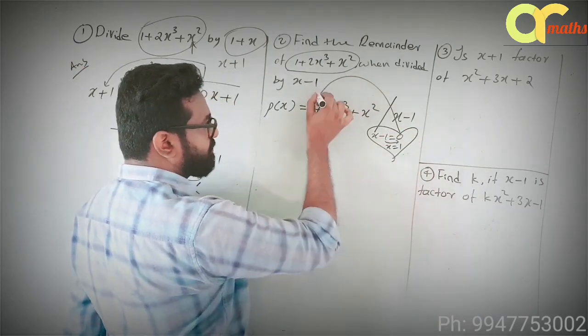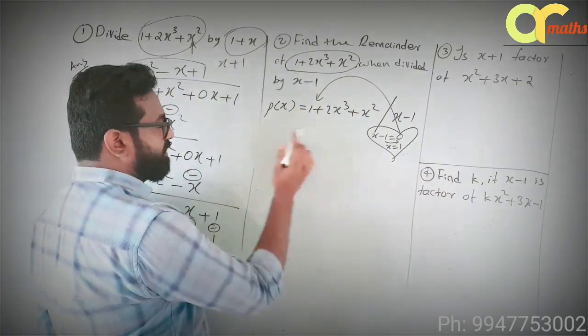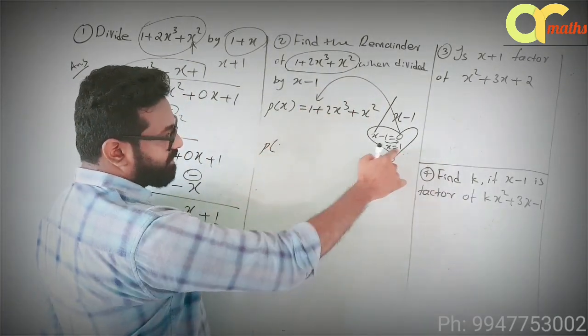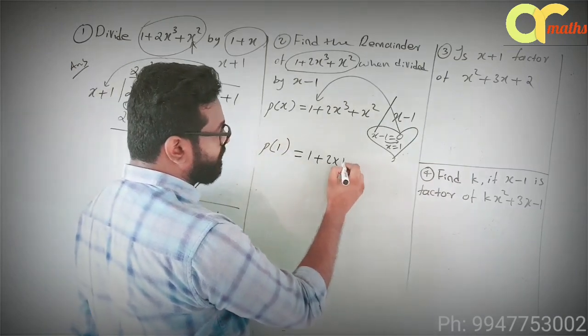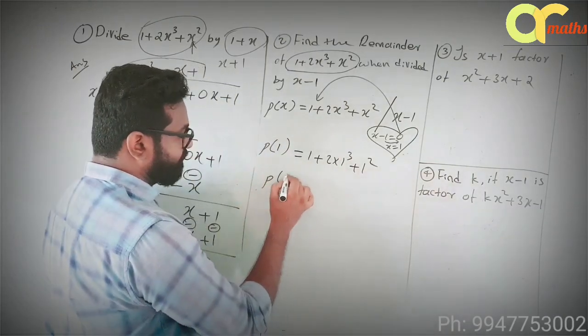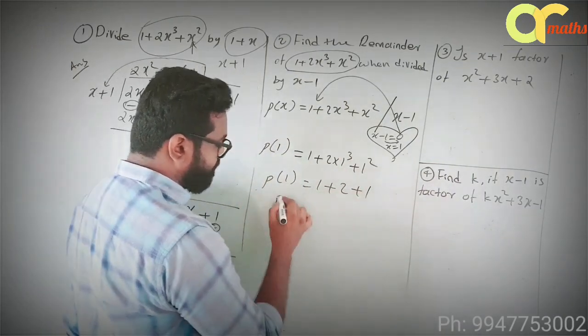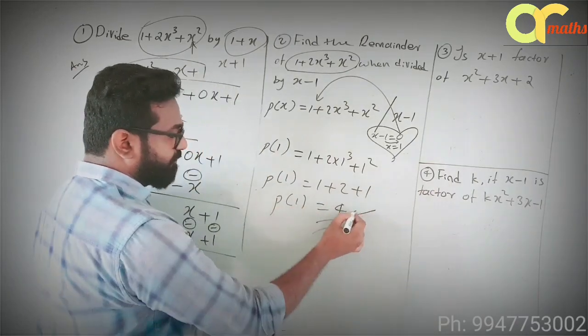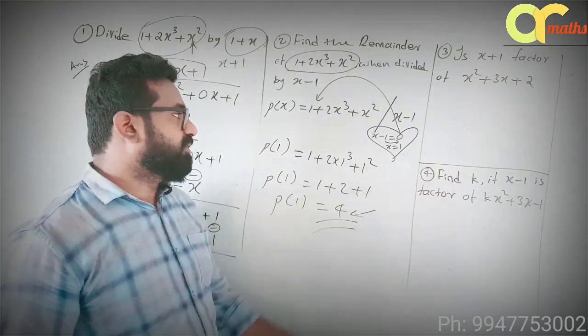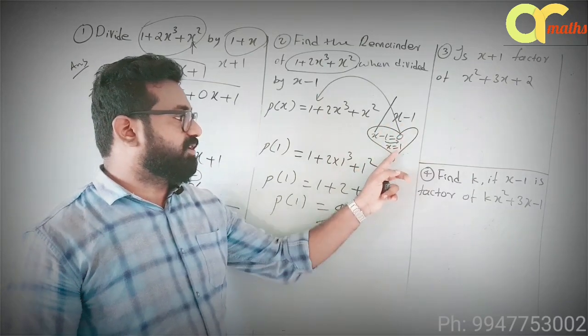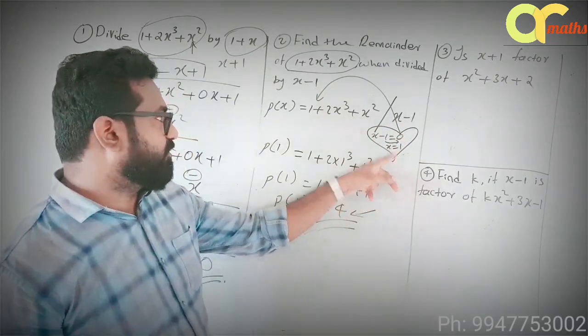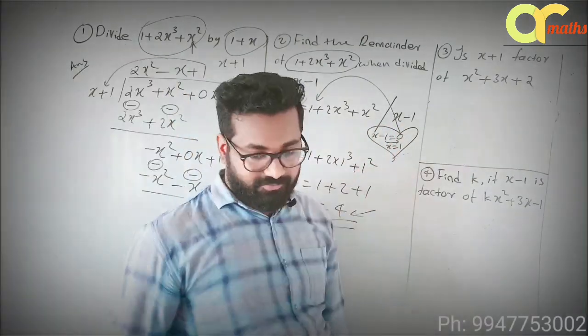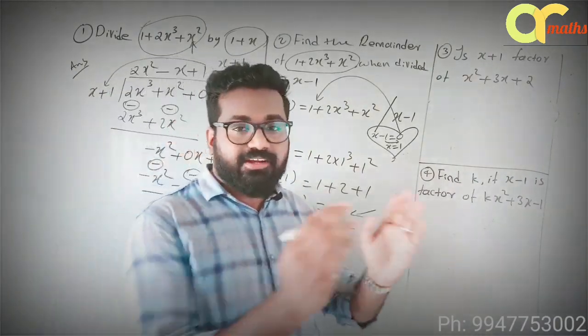Then substitute that x equal to 1 in this equation. You will get the remainder. What is p of 1? In the place of x put 1. p of 1 equals 1 plus 2 into 1 cube plus 1 square. So p of 1 equals 1 plus 2 plus 1. So p of 1 equals 4. So here 4 is the remainder. What is the remainder theorem? To find the remainder, substitute x minus 1 equals 0, then you will get x. Substitute that x value in this polynomial equation, then you will get its remainder. Clear?